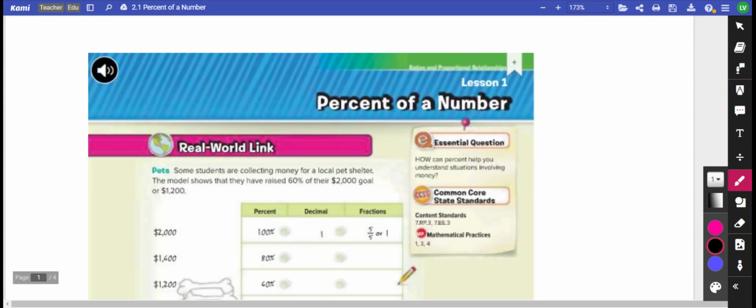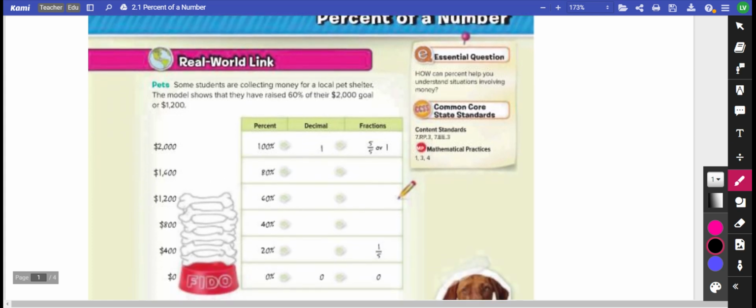Chapter 2, Section 1, Percent of a Number. The essential question: how can percent help you understand situations involving money? Real-world link. Pets. Some students are collecting money for a local pet shelter. The model shows that they have raised 60% of their $2,000 goal or $1,200.